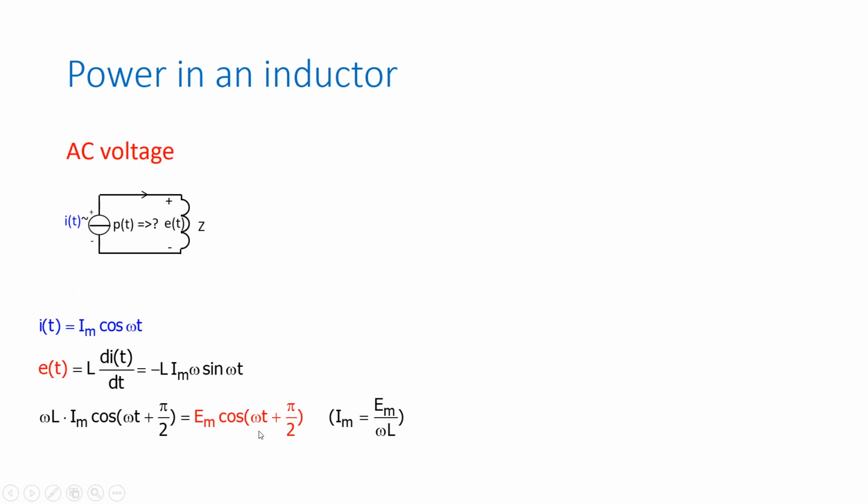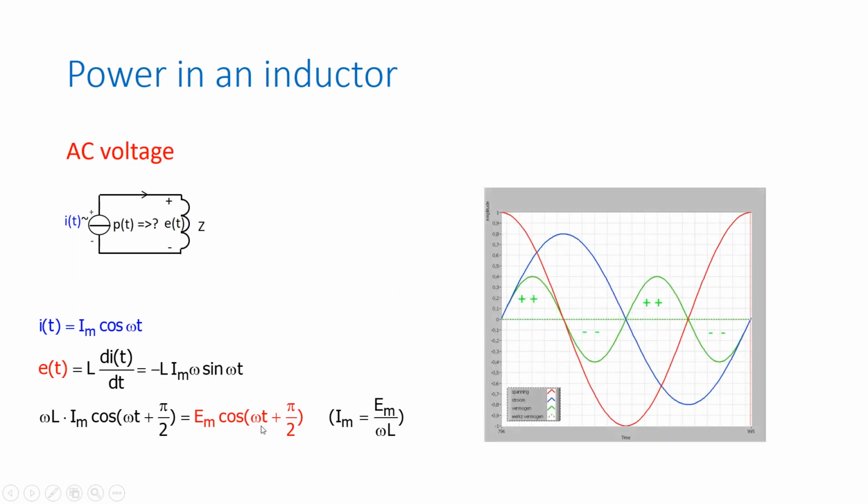Now let's look at it in a graphical way. In this picture over here, we have the blue curve, which is the current, and we have the red curve, which is the voltage. Suppose that my t is 0 point is somewhere over here, then we see that the current is a cosine, which is over here, and we see that the voltage is a cosine which leads the current by 90 degrees.